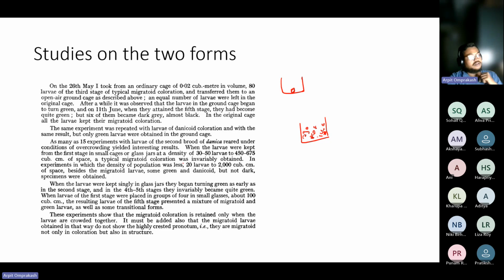A typical migratory coloration is invariably obtained. In experiments in which the density of the population is less, he also had some medium density, let's say 20 larvae to 2000 cubic centimeters. In this case you observe that there were migratoid larvae, some green larvae, and some danicoid larvae.